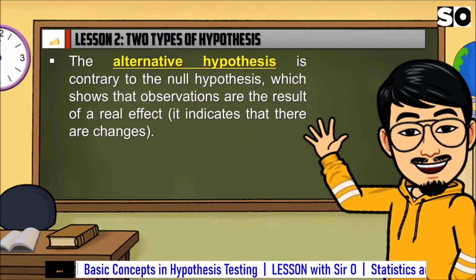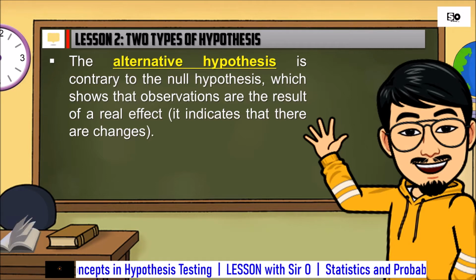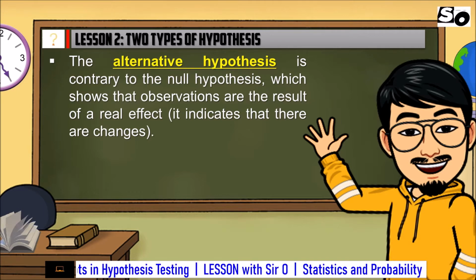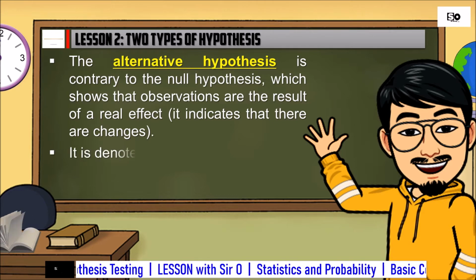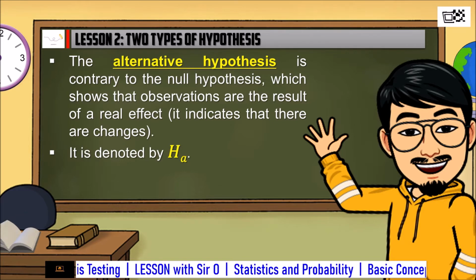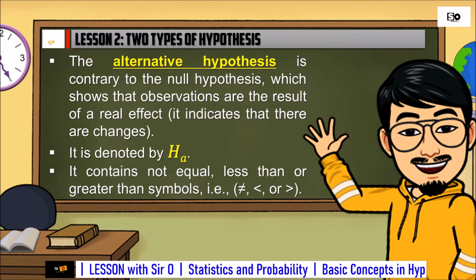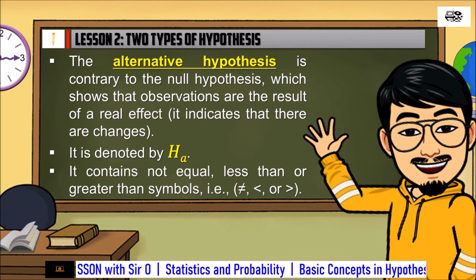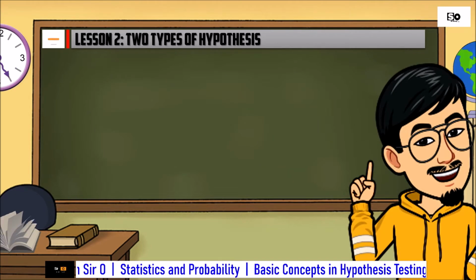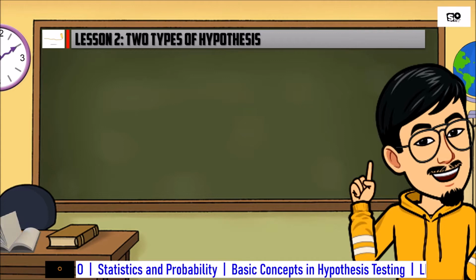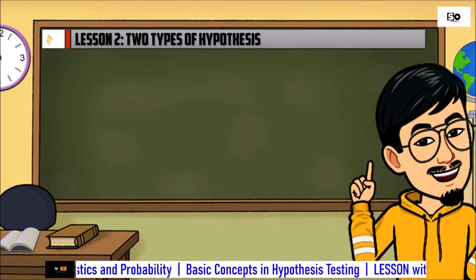The alternative hypothesis is contrary to the null hypothesis, which shows that observations are the result of a real event. It indicates that there are changes. It is denoted by H sub A. It contains not equal, less than, or greater than symbols. For example, if the null hypothesis is equal to some value, the alternative must not equal that value.